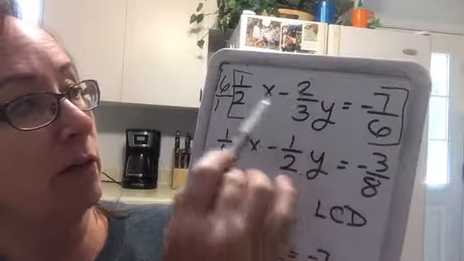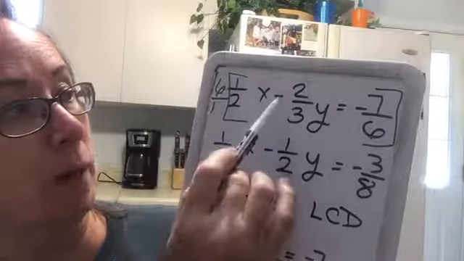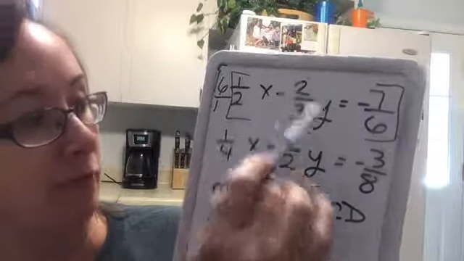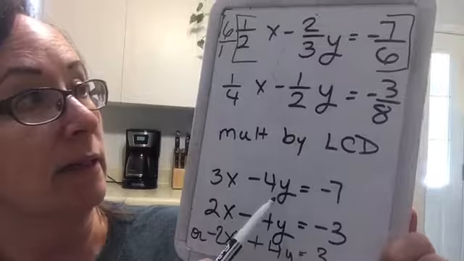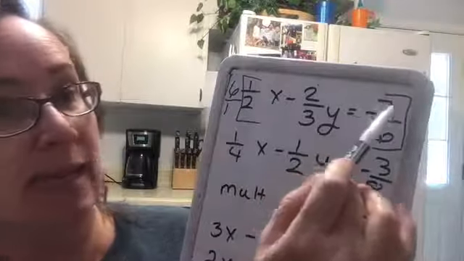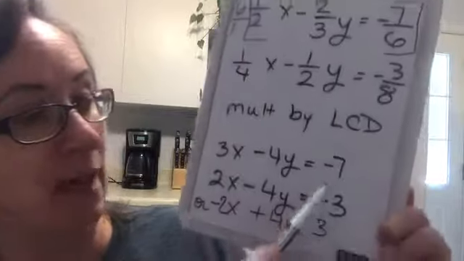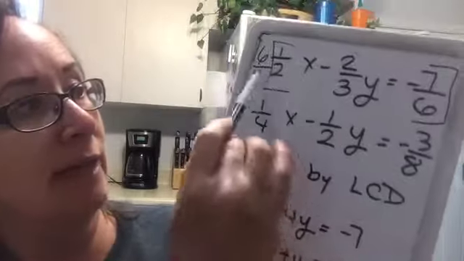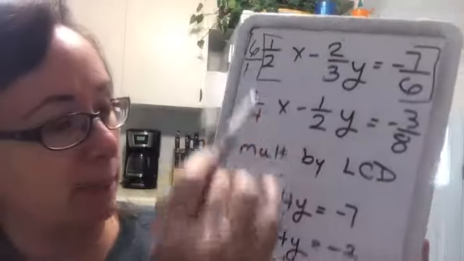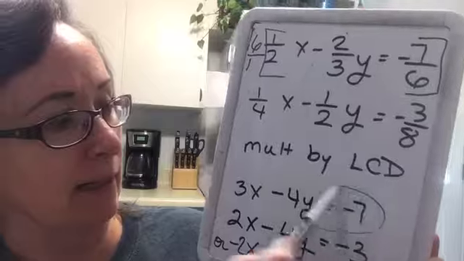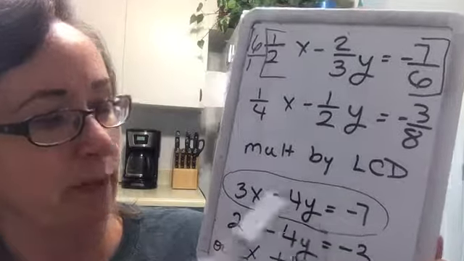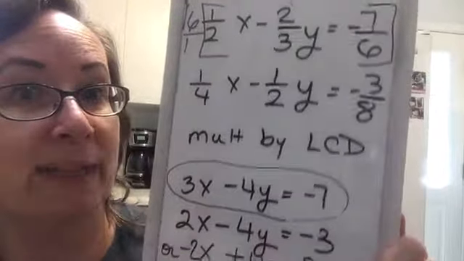I get 2/3 of 6 is 4, but there's a negative there, so it's a negative 4y. And 6 times a negative 7/6 is just negative 7. So I have taken this equation, multiplied it by 6, and now I have gotten this equation right here. Okay? So I cleared up one of my equations.